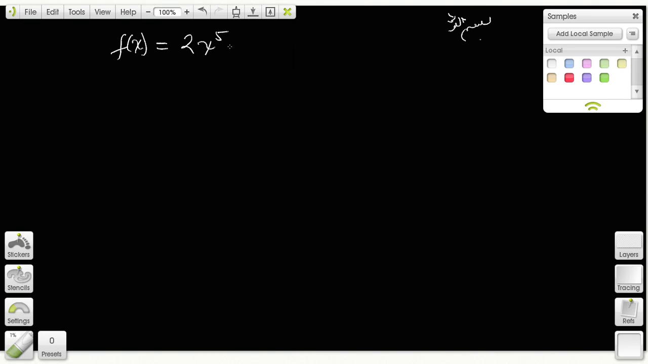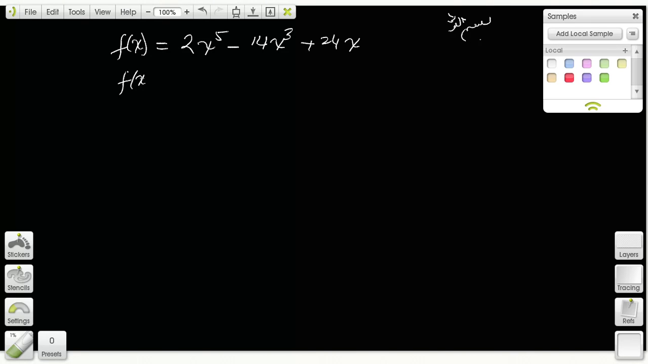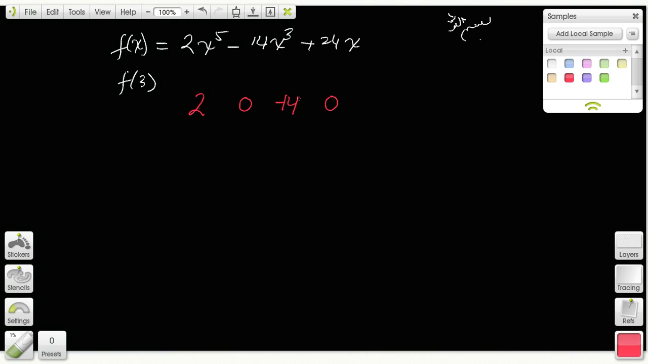2x to the 5th minus 14x cubed plus 24x, and we're asked to find what is f of 3. Okay, now here we see we're missing some terms. What do we do? Panic? No, we just write the coefficients. So that's 2. The x to the 4th is missing, so we're going to put a 0 in its place. Here we have negative 14. And the x squared term is missing, so we're going to put a 0 in its place. And that's 24. And then the last term is also missing, so you put a 0 there too.